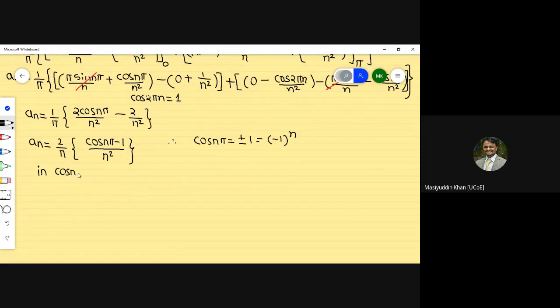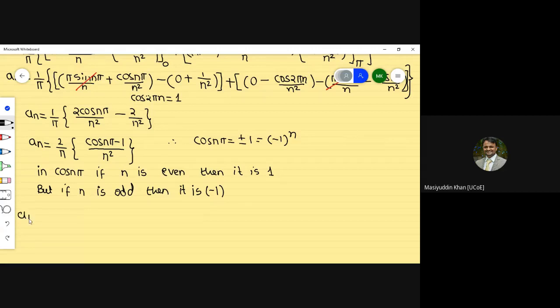In cos of n pi, if n is even, then it is 1. But if n is odd, then it is minus 1.